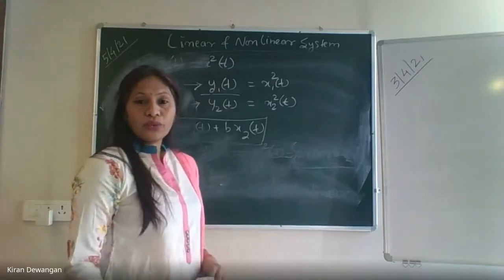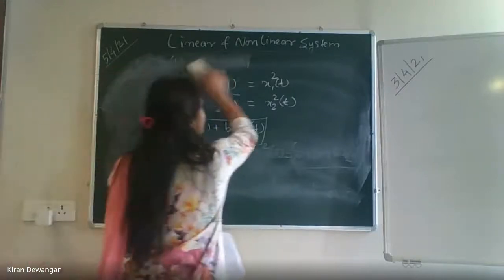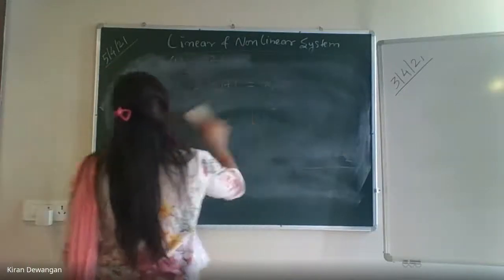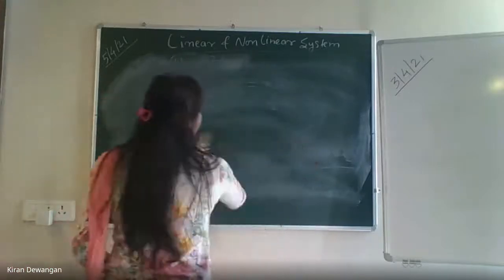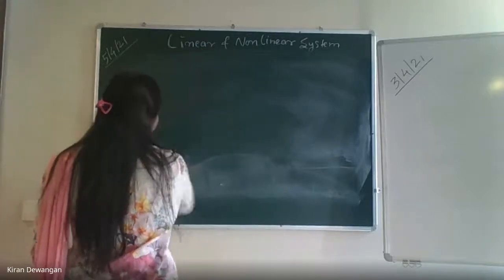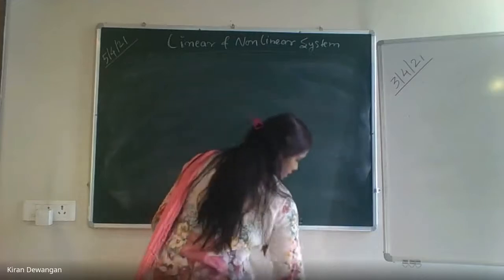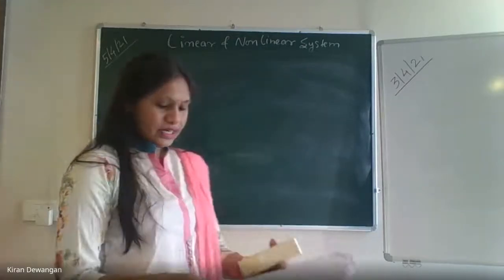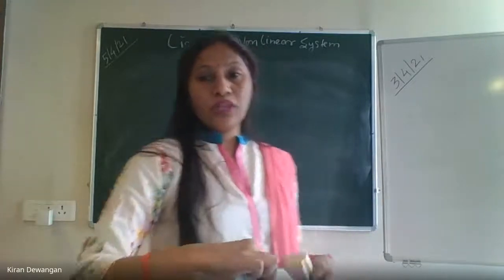If anyone has not understood, I will explain it again, because questions on this always come in exams. You should know how to check the linearity of a system. That is how we can check, by the weighted sum of inputs and the weighted sum of outputs, whether the system is linear or non-linear. That was one question that we did. Now let us check another question.